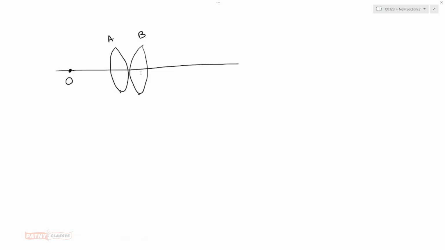These are the two lenses, lens A and lens B. We consider them as thin lenses, so the optical center of both lenses will be exactly in contact with each other. So lens A and B are in contact, and we need to find out the total power of the lens after combination. Now let us complete the ray diagram.